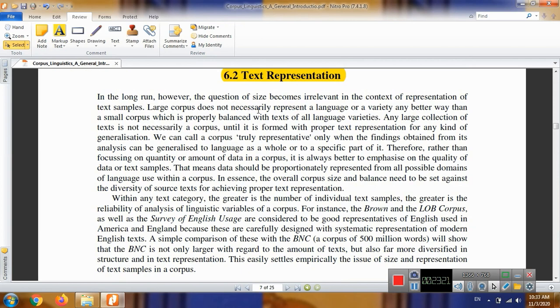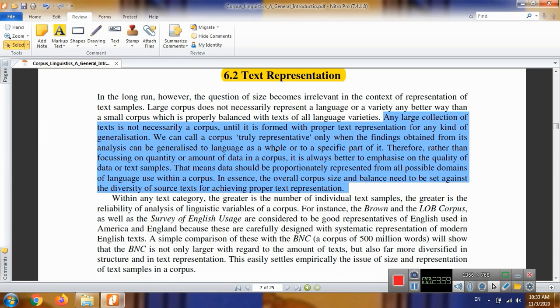In the long run, however, the question of size becomes irrelevant in the context of representation of the text samples. A large corpus does not necessarily represent a language or a variety in a better way than a small corpus which is properly balanced with text of all language varieties. Any large collection of text is not necessarily a corpus until it is formed with proper text representation for any kind of generalization.